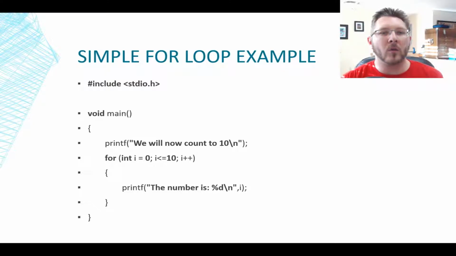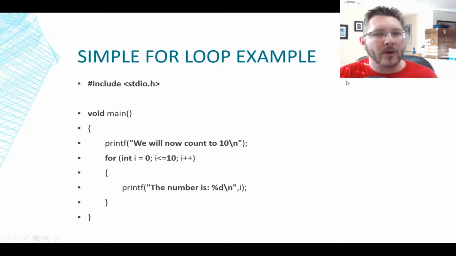All right, so we've got our main function. I'm going to get my little pointer out here. We will now count to 10. Okay, we're not asking, but we're telling. So we're going to let the computer count to 10. To do this, we're going to create a for loop.